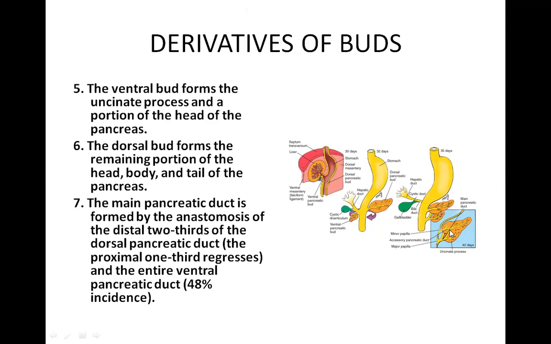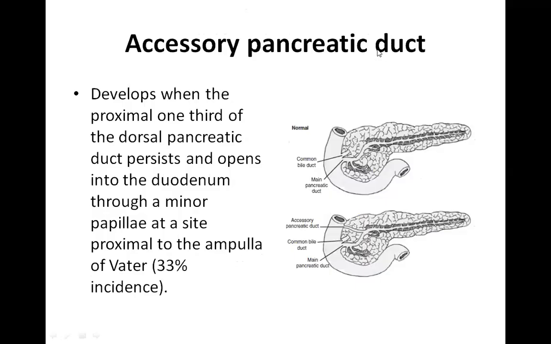Now, the main pancreatic duct is formed by the anastomosis of the distal two-thirds of the dorsal pancreatic duct, as the proximal one-third normally regresses, and the proximal one-third of the pancreatic duct of the ventral bud. So both of the duct systems will fuse and they will open into the duodenum as the ampulla of Vater.